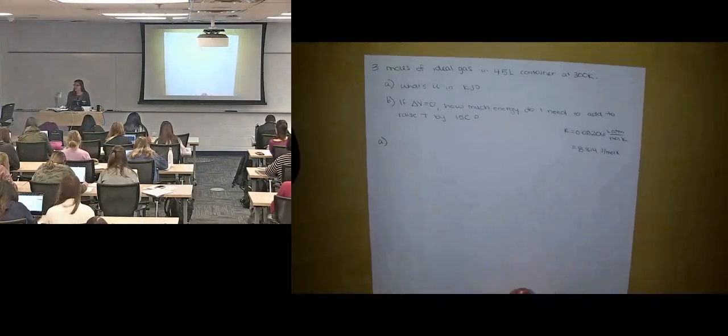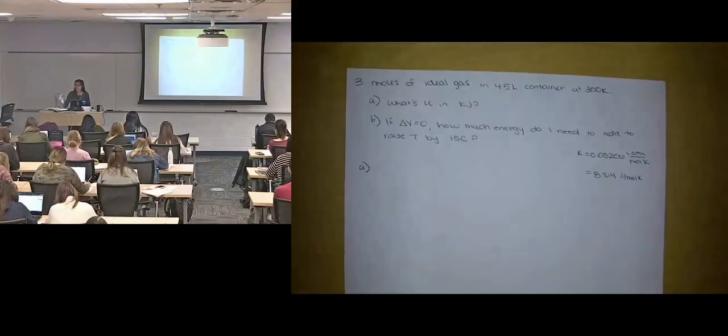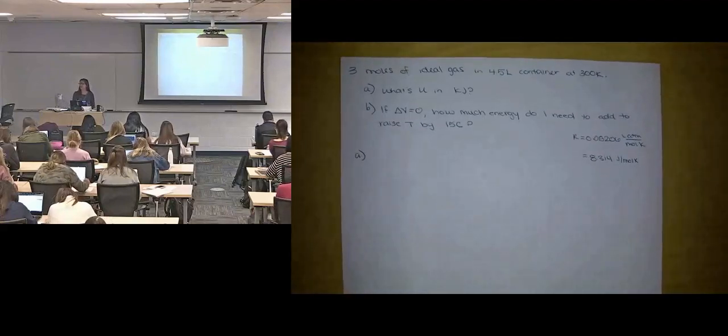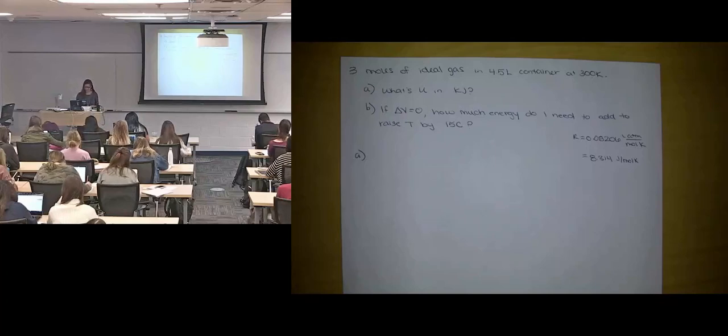So let's talk about this. I've rewritten, I think, enough of the detail. I jumped a few things for you. So first of all, when it's asking what is the internal energy in kilojoules, it's asking you for U. Okay? So that's always: figure out what variable it's asking you for.